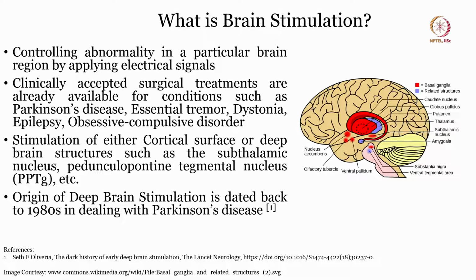What are the reasons for abnormality? There are so many things, and we may see some of them, and then how we can treat it. That is the next thing. If you look at my slide again, one thing is abnormalities in a particular brain region, and clinically accepted surgical treatments are already available to treat them.